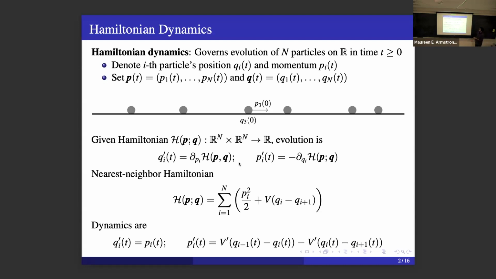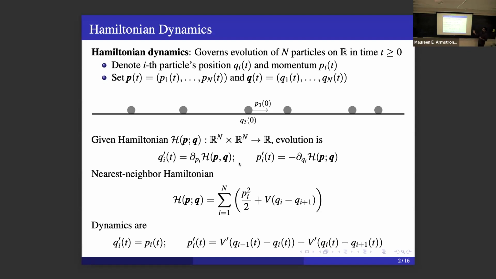And if you plug this Hamiltonian in here, what you get is that the derivative of momentum is given by the difference of the derivatives of V evaluated at the gap between the (i-1)th and ith particle and the ith and (i+1)th particle. So this is what I meant before when I said that the dynamics are nearest neighbor. The instantaneous behavior of how the momentum is changing, the acceleration basically, of the ith particle only depends on the particle in front of it or behind it.